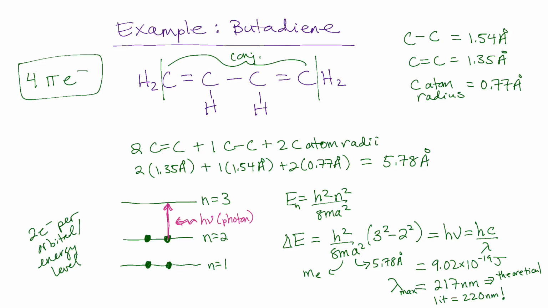All right, that's it for my example. I hope that was helpful in showing you how we can apply the particle in a box model to predicting the UV vis spectra of some simple molecules.